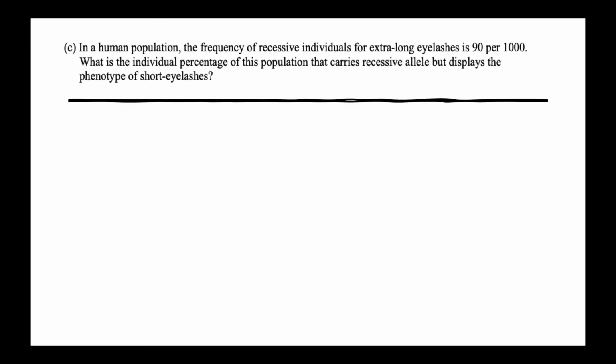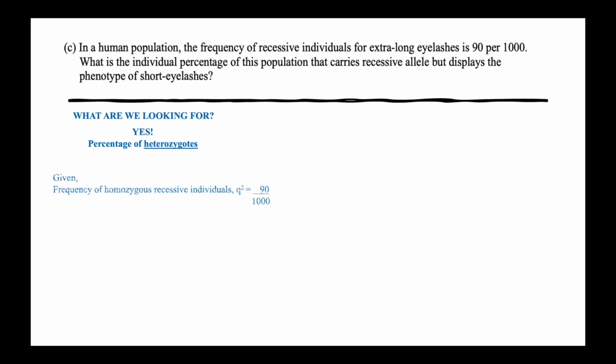The next question goes, in a human population, the frequency of recessive individuals for extra long eyelashes is 90 per 1000. What is the percentage of this population that carries the recessive allele but displays the phenotype of short eyelashes? What are we looking for? We are actually looking for the percentage of heterozygotes. Given the frequency of homozygous recessive individuals, q square, is 90 over 1000.